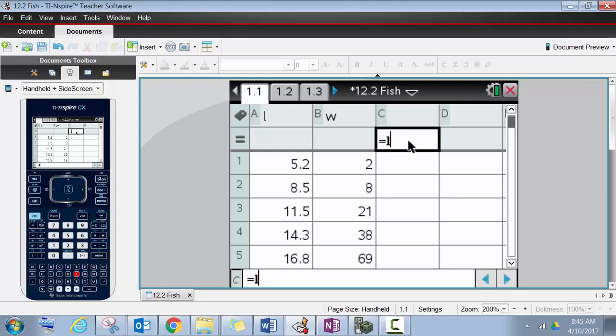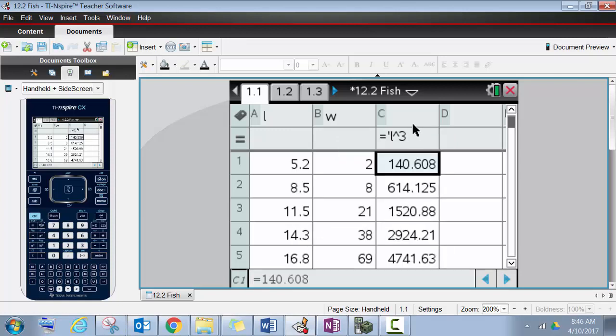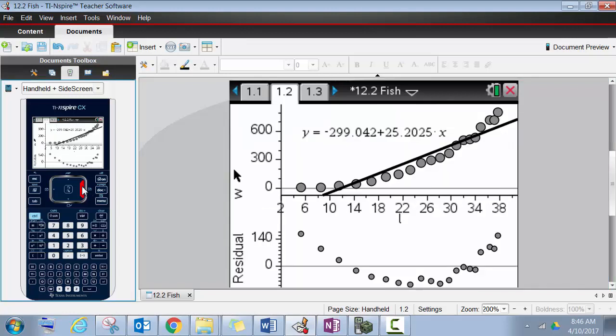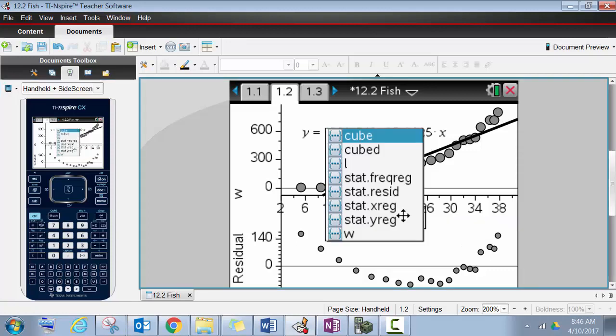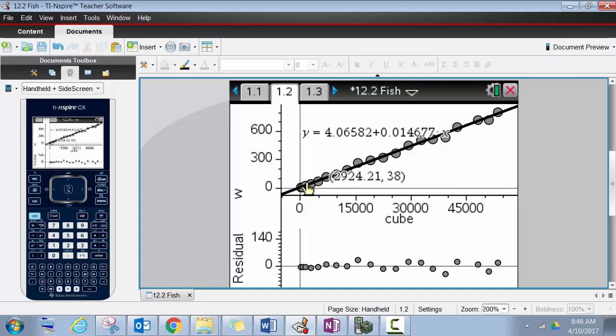equals L cubed. That is our variable reference. The same thing that we did on the other one, we need to label that. So cube. And then we're going to graph that. So we'll go back to here, and instead of L, we just click on cube. And it fixes it automatically. Look how close it is to this line now. No pattern here. Not a very distinct pattern anyways.